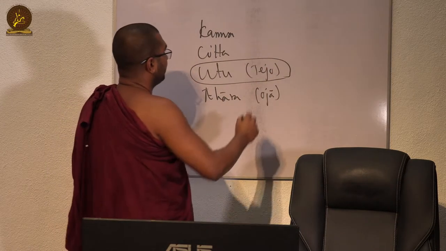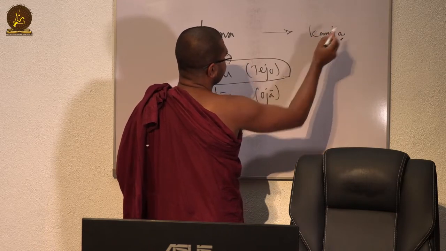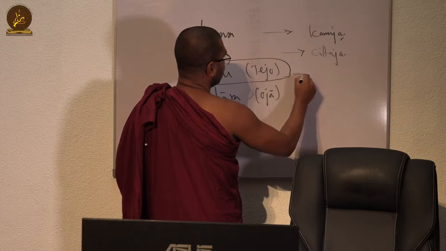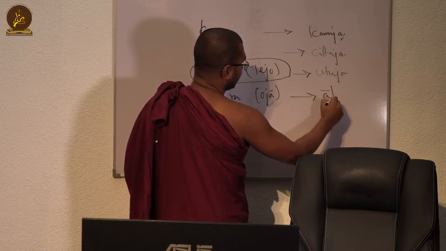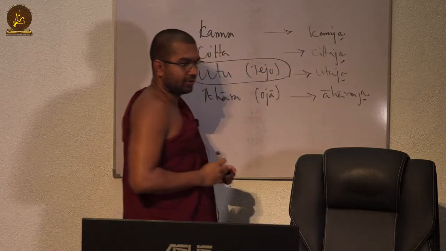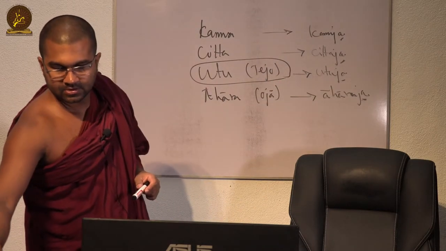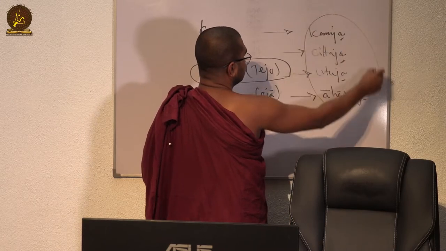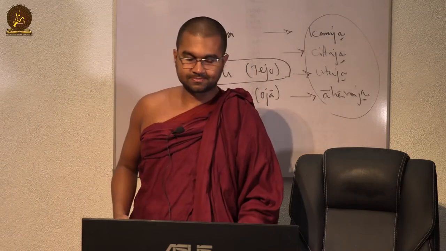So we call rupas that are made out of kamma, if you remember, kammaja rupa, right? The ja was necessary. Rupas made out of citta were called cittaja rupa. Made out of uttu were called uttuja. And rupas made out of ahara were called aharaja. So this ja part was necessary in order to show these are the causes and these are the rupas that are produced by these causes. So now it shows that these are the rupas that exist in our body, and these are the causes that produce them. Our body is constituted with all these four types of rupas.